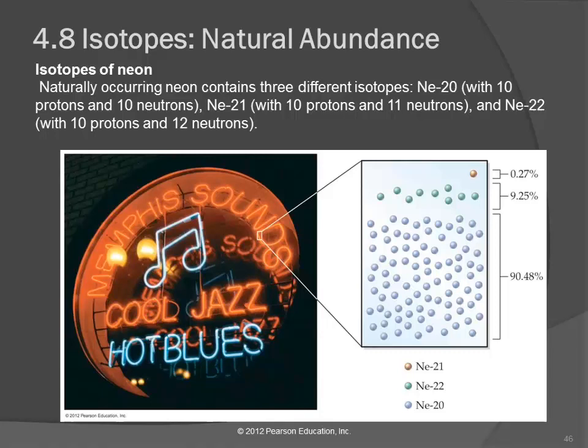Here's an example looking at neon. So they're showing you a picture of a neon sign. There are 3 naturally occurring isotopes of neon: neon 20, neon 21, and neon 22. And if we look at this illustration over here, we see that most of the neon atoms, 90.48% of them, are neon 20. That has 10 neutrons. There's a few of them that are the neon 22 that have 12, and there's very few in between with 11. Why? There's no good answer, no easy answer I can give you, because it's just how they are.